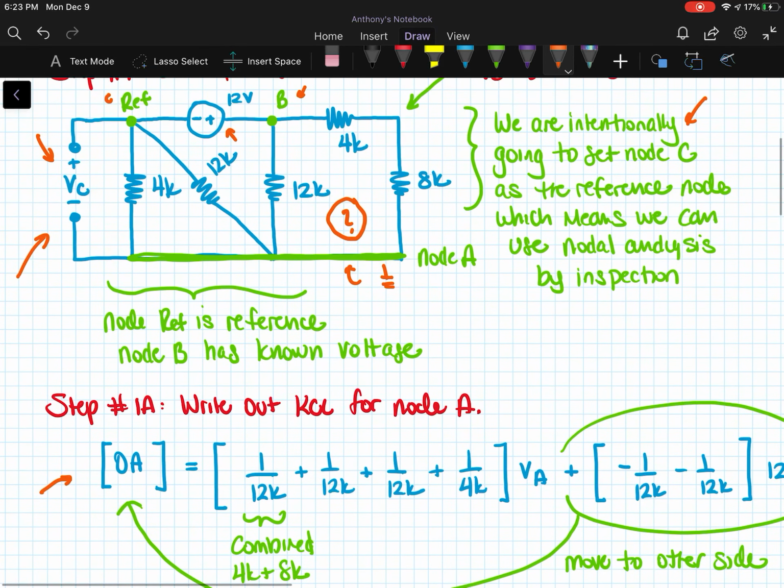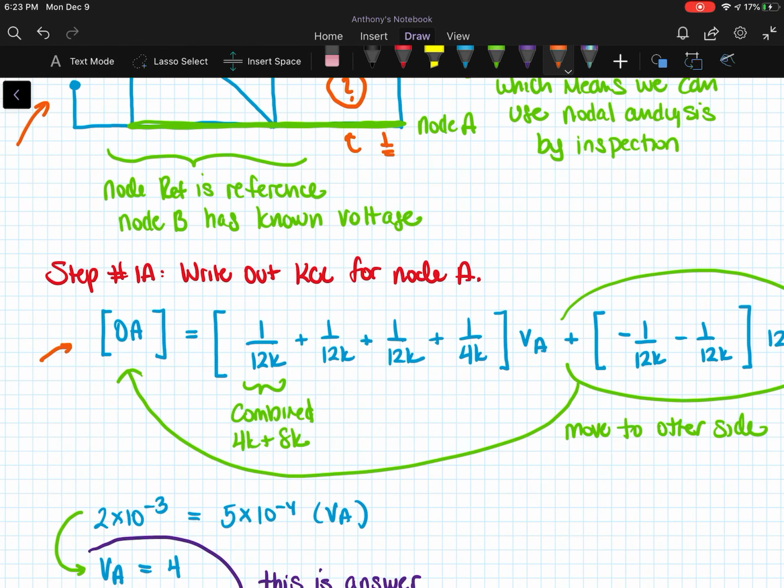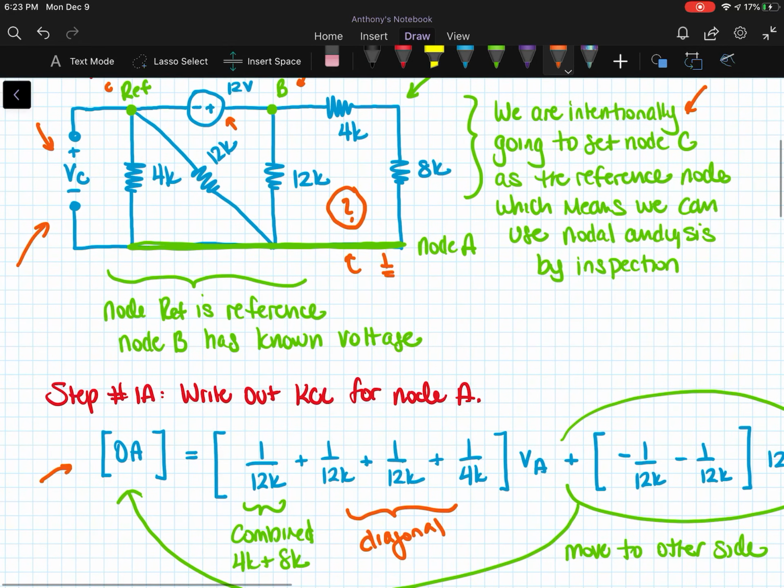We initially had 3 nodes here, which means that we should be solving for the voltages using a 2 by 2 admittance matrix. However, we know what VB is, 12 volts, so therefore our 2 by 2 will get boiled down to a 2 by 1. And this represents our diagonal term, which is the sum of all admittances that are adjacent to node A. We have these two together form a 12K resistor, 12K, 12K, and 4K.